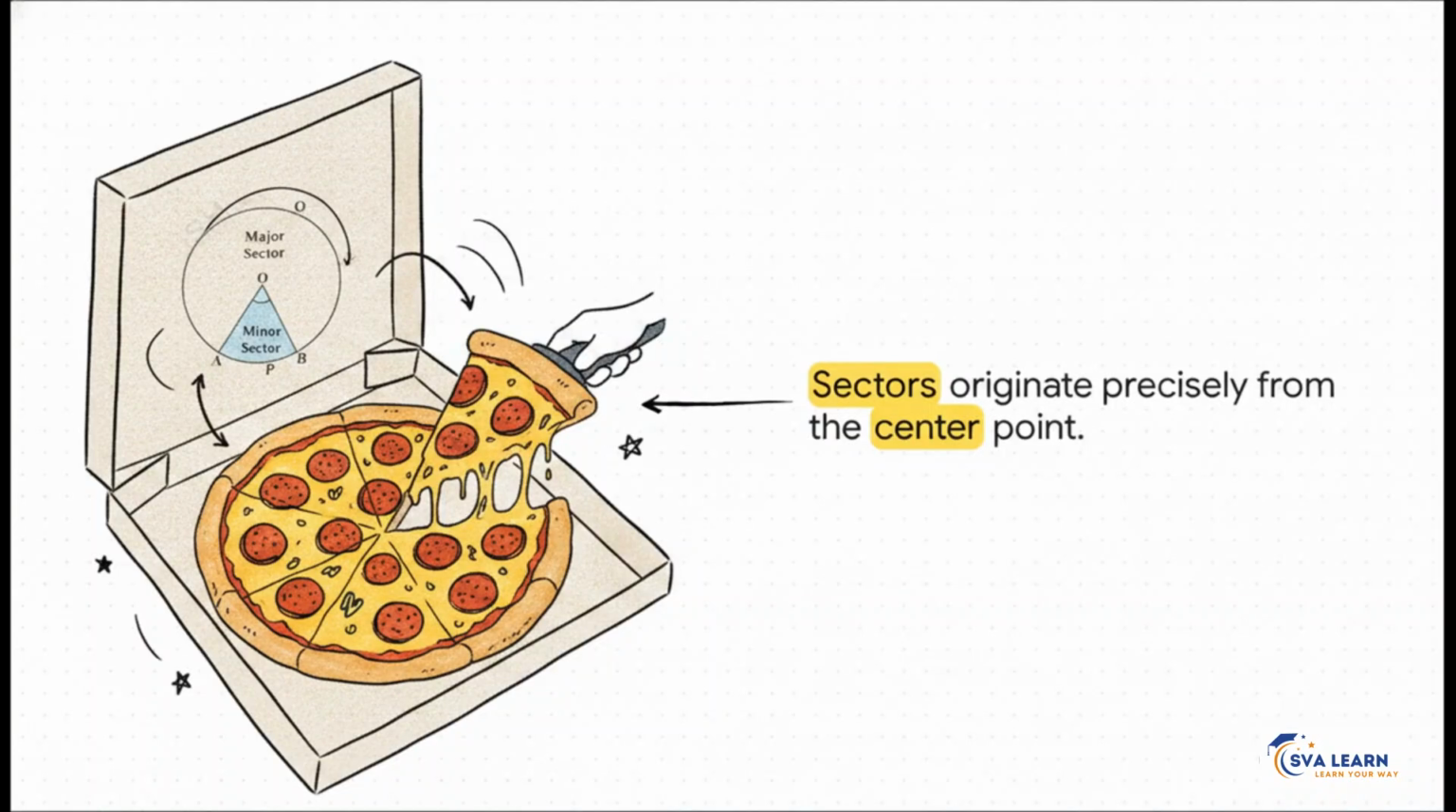Notice how when you take a slice right out of the center point O out to the edges A and B, you get what mathematicians call a sector. I want you to literally imagine a classic slice of pizza. That angle right there at the center, angle AOB, is usually called theta. The smaller pizza slice is your minor sector. But hey, don't forget the rest of the pizza left in the box. That massive, unshaded leftover piece, that's called the major sector. Both are sectors because they both originate exactly from the center point.